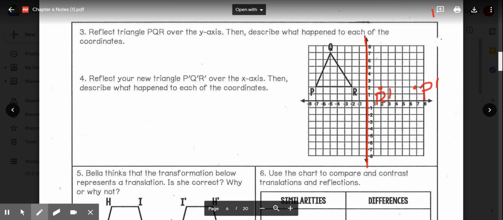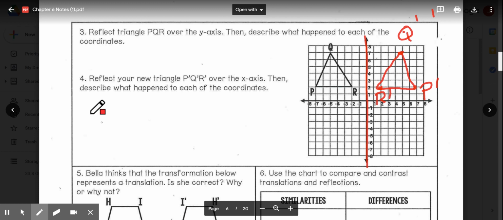Q looks here like it is 1, 2, 3, 4, 5 units from the line of reflection. So I'm going 5 units the opposite direction and making my point. So that would be Q prime. And I can connect then to get my image.